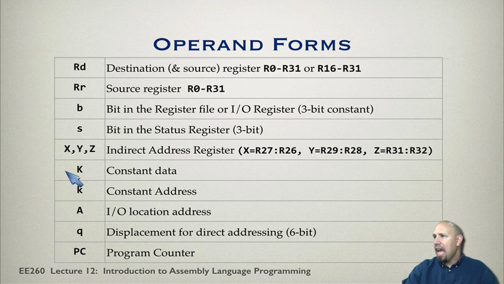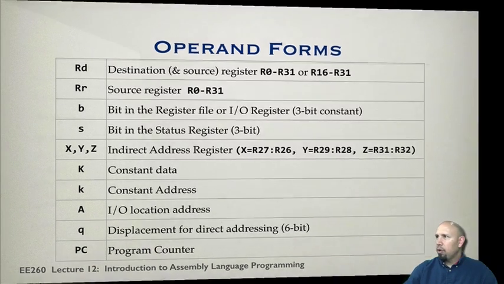The symbol K stands for constant data, where lowercase k stands for a constant address. A, when you're looking at the operands, stands for an IO location address. Q stands for displacement, for direct addressing. And PC stands for the program counter. So that tells us what's going to happen with the program counter. So those are the operand forms.